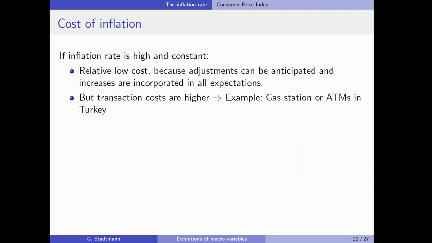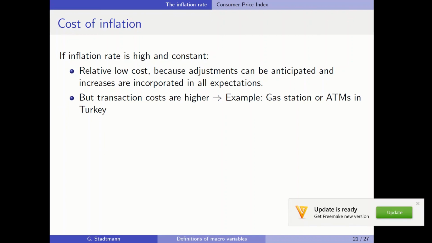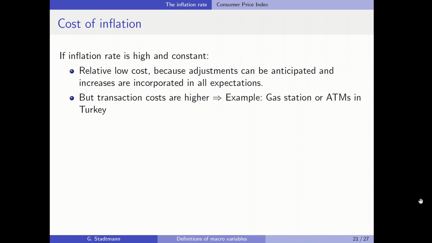We have talked a lot about inflation. Let's talk a little bit about the cost of inflation. In case the inflation rate is high and constant, the cost of inflation is relatively low. Because the inflation rate is constant, adjustments can be made, because the inflation rate can be anticipated and incorporated in all expectations.